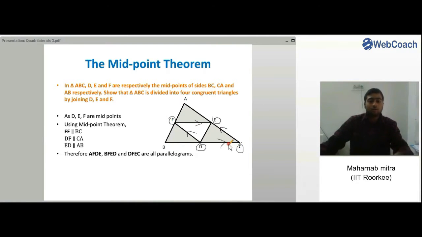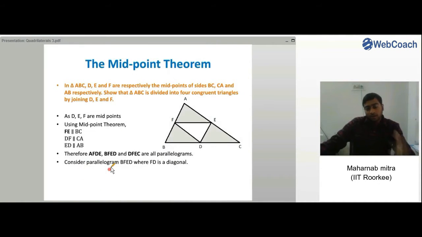Now let us see how to proceed further. Let us consider any one of the parallelograms. Here I am considering the parallelogram BFED. We are considering this parallelogram, and you can consider any parallelogram according to your wish. And you can see here FD is a diagonal, right? And do you remember what we had learnt in our first class? The diagonal divides the parallelogram into 2 congruent triangles, right?